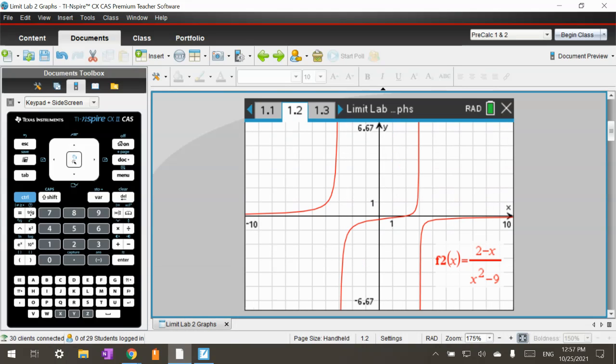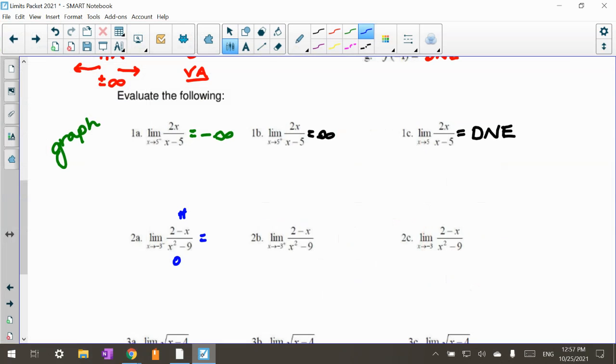So I'm going to come here. As I approach 3 from the left, it looks like it's going to positive infinity. Then I want to approach 3 from the right. It looks like it's negative infinity. And then if I ask for the general limit, it's not going to exist because the left and right hand limits don't match.